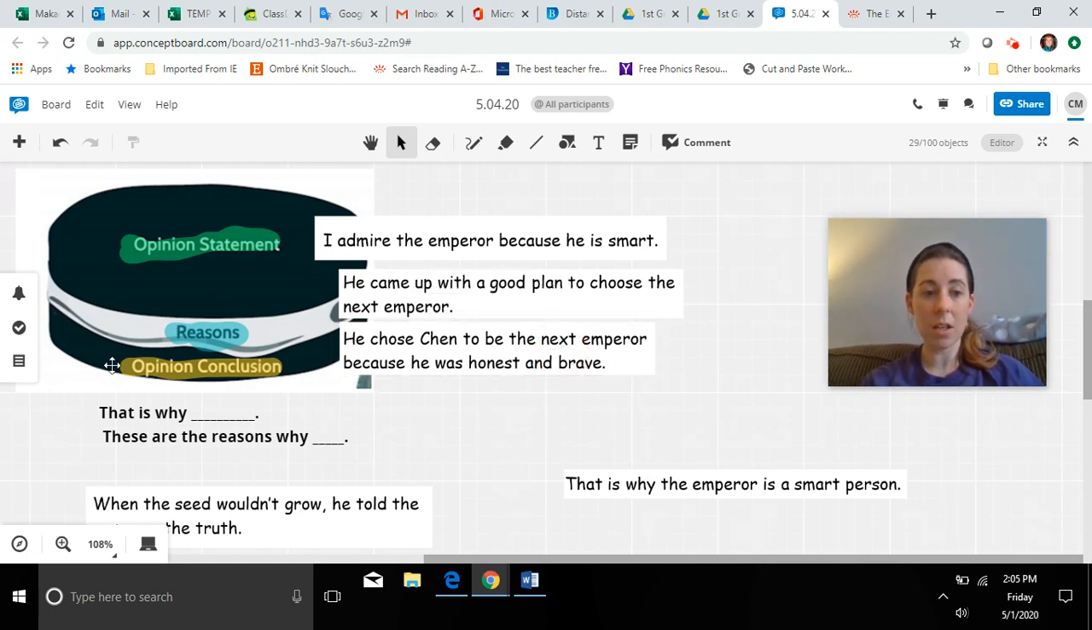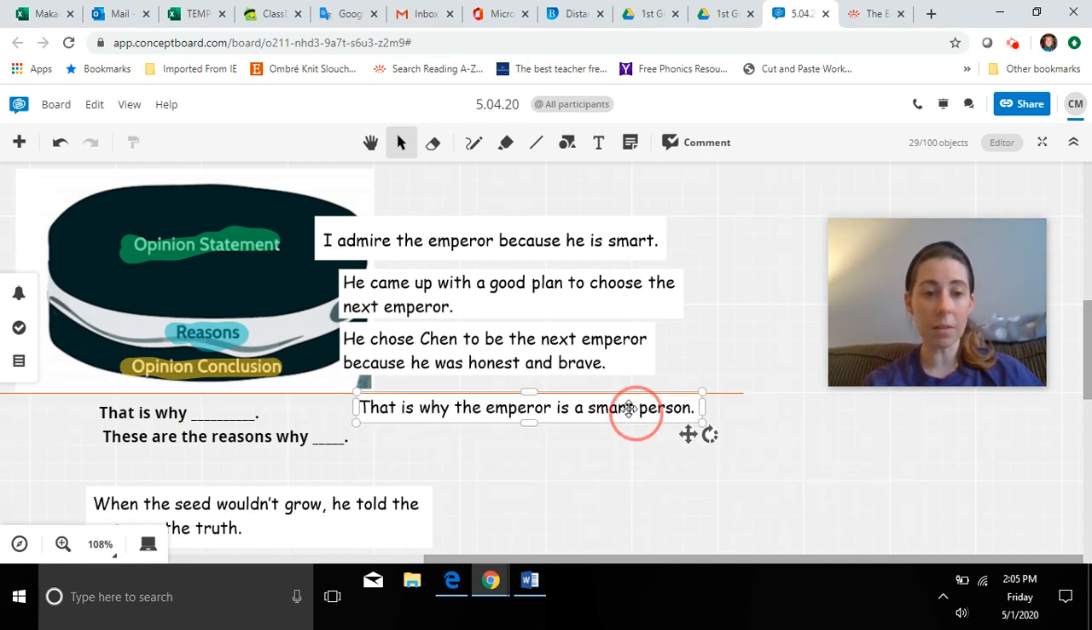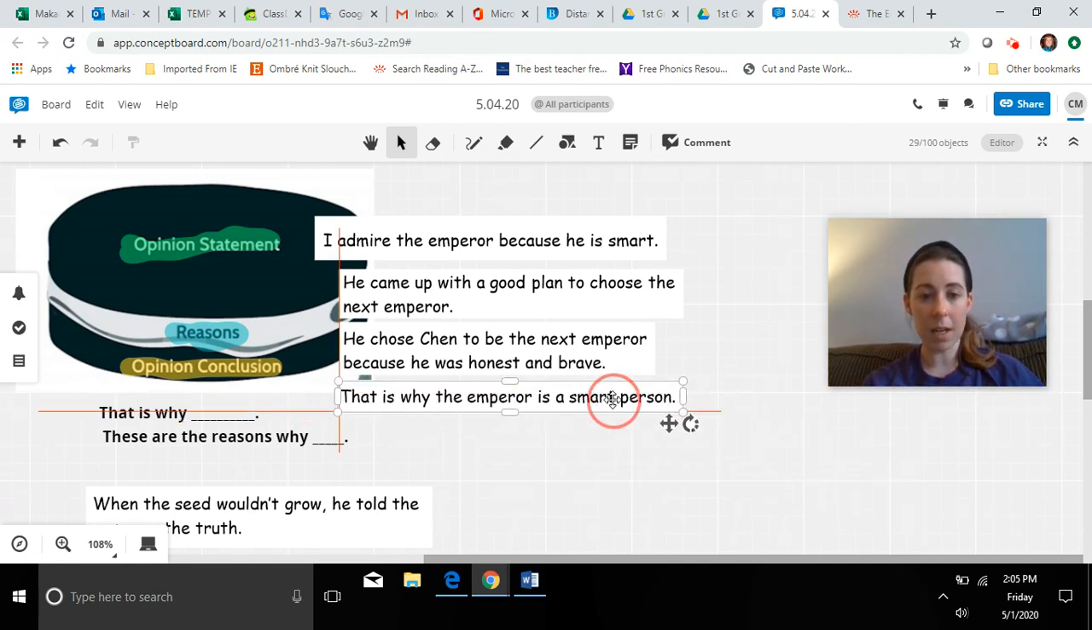And then our opinion conclusion. Remember, our opinion conclusion might say something like, that is why blank, or these are the reasons why blank. Let's see what our last sentence says and make sure that it might be the conclusion. That is why the emperor is a smart person. Okay, let's put that at the bottom.